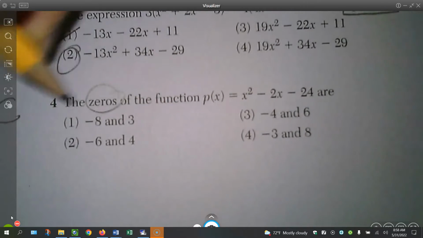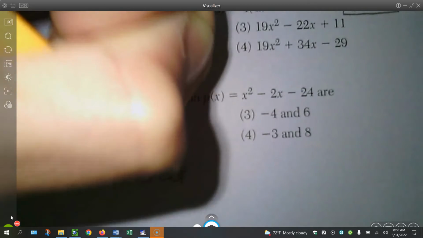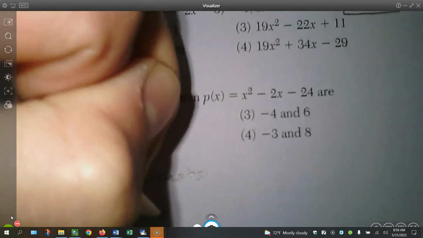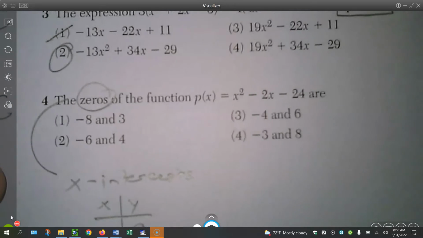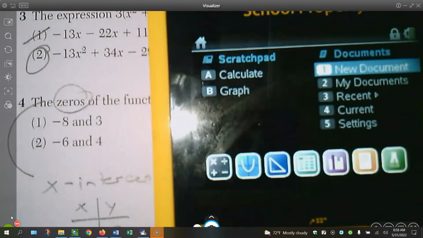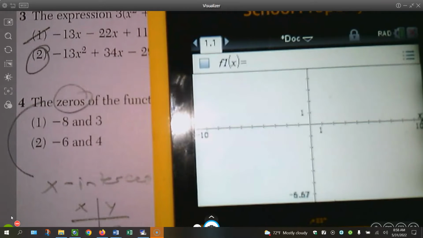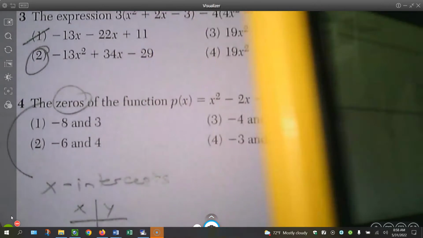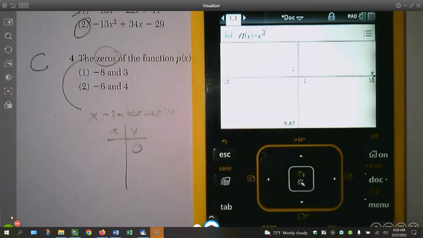Okay, question 4, the zeros. Zeros is a fancy way of saying x-intercepts. Or zeros is when you're looking at the table when y is 0. So I'm going to graph this in the calculator. I'm going to go new document. I don't want to save. We're going to add a graph, and we're going to add x squared minus 2x minus 24, hit enter.